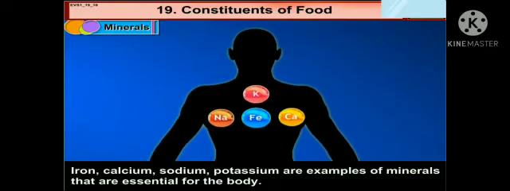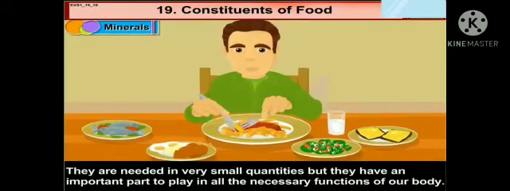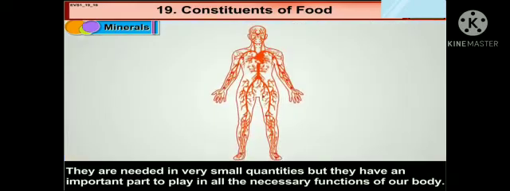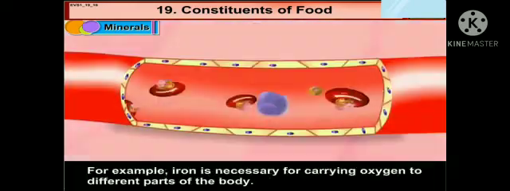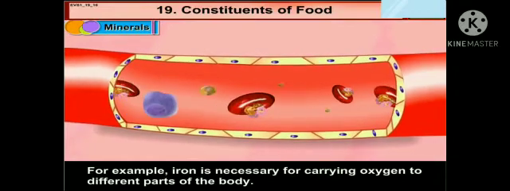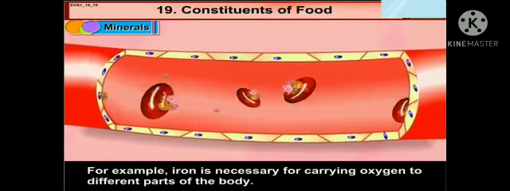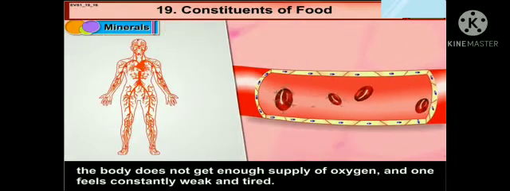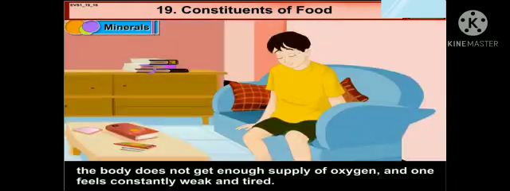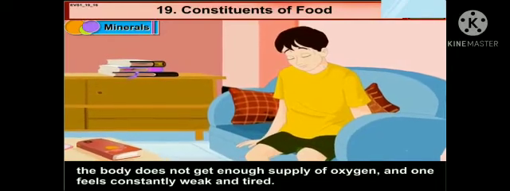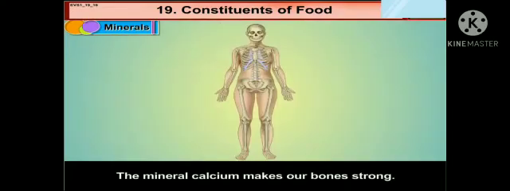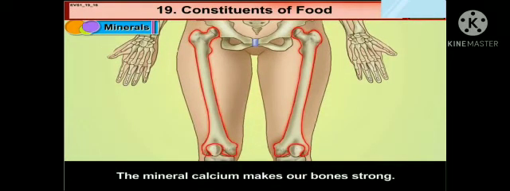Iron, calcium, sodium, potassium are examples of minerals that are essential for the body. They are needed in very small quantities, but they have an important part to play in all the necessary functions of our body. For example, iron is necessary for carrying oxygen to different parts of the body. If there is a deficiency, that means lack of iron, the blood does not get enough supply of oxygen and one feels constantly weak and tired. This condition is called anemia. The mineral calcium makes our bones strong.